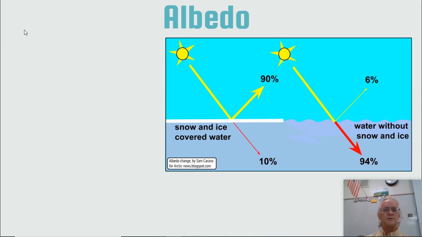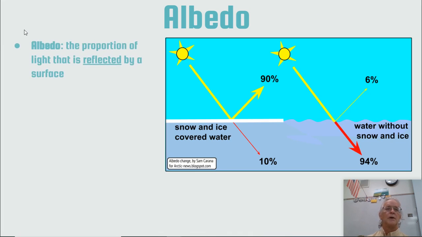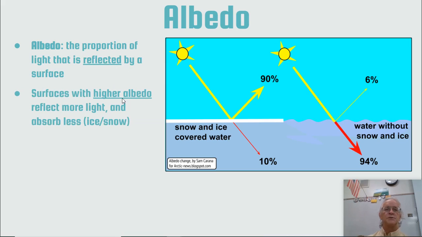Another thing that affects the temperature of the Earth is something called the albedo effect. The albedo is the portion of light that is reflected by a surface. Surfaces with high albedo reflect more light and absorb less. For example, snow, it's white. White is the reflection of all light, and therefore very little is going to be absorbed. Most of it's going to be reflected.